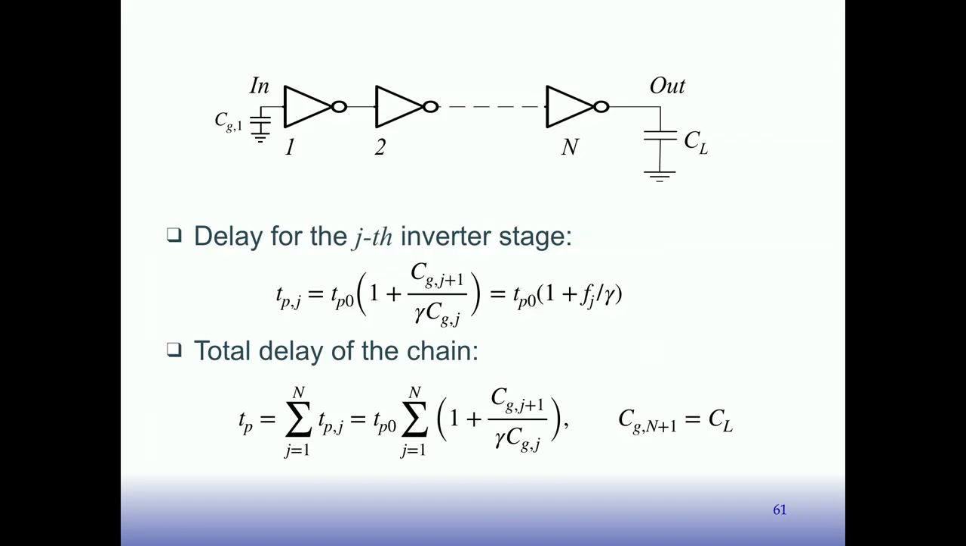So we can set up the problem this way. We have n inverters. We have input capacitance. We're going to call that C sub G of 1, or C sub G1. That's the gate capacitance of inverter 1. We have output capacitance C sub L, like usual.